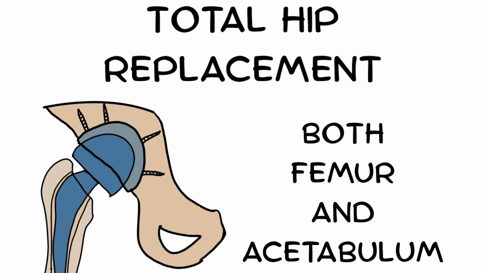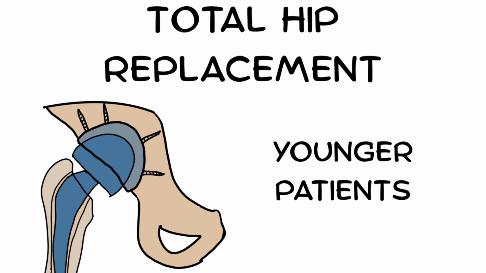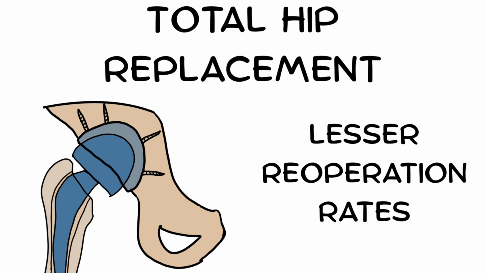A total hip replacement is where you replace both the femoral component as well as the acetabular component. Now, if you have to do arthroplasty in a young patient where you couldn't do osteosynthesis, or if the osteosynthesis failed and you have to convert it into arthroplasty, total hip replacement is always preferred over bipolar hemiarthroplasty in younger patients. And after total hip replacement, the reoperation rates are very low as compared to bipolar hemiarthroplasty.